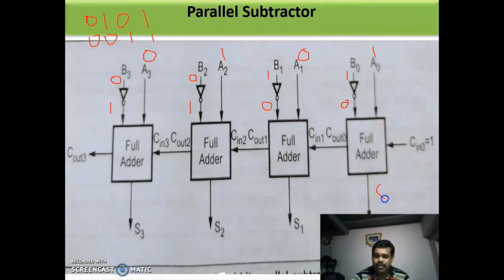1 plus 1 is 1 0. Sum 0, carry 1. So here you will be getting 1 plus 0 plus 0, then you will be getting 1. So here carry is 0. 0 plus 1 plus 1, 1 0.